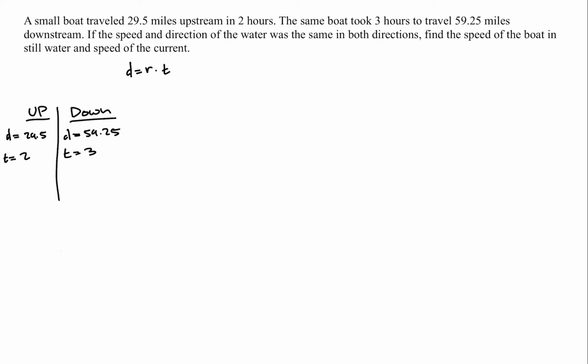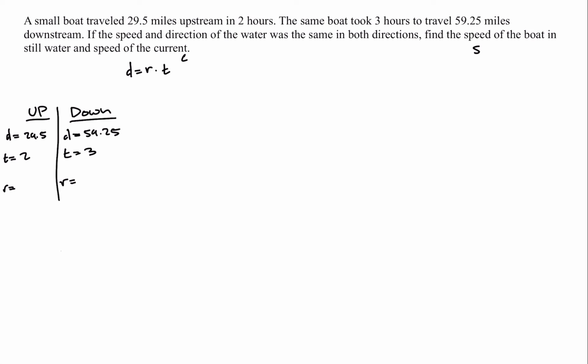Now I need to figure out what my rate is. My rate is the speed. It also tells me to find the speed of the boat in still water and the speed of the current. Well, I can call my speed S, and I can call the speed of the current C.